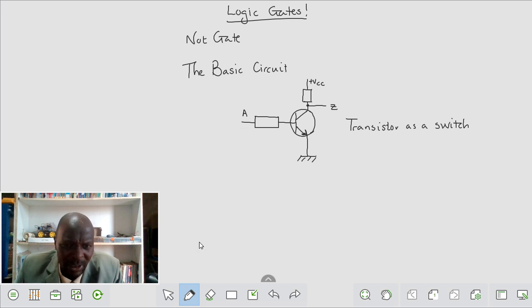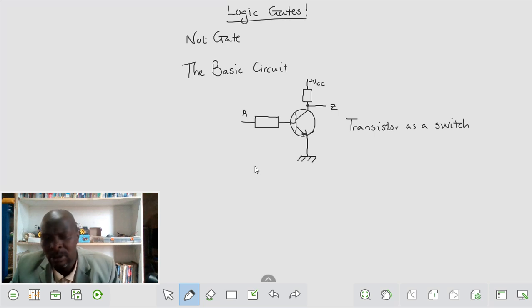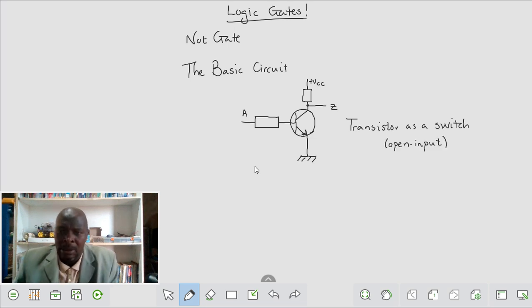What happens? If I have an input coming in there, when the input is below a certain level, the transistor stays off. If the input is at a certain minimum or above, the transistor will conduct, and then when the input A drops below a certain level, the transistor will go off. So this is basically a transistor working as a switch. Yes, we've seen this before. Hopefully, it's just an open input transistor circuit.